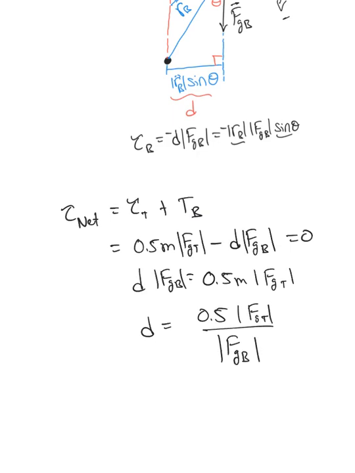And given the numbers from the beginning of the problem, we can simply plug those values into this equation and solve for the distance d that the ball can be pushed across the table before the table will flip over.